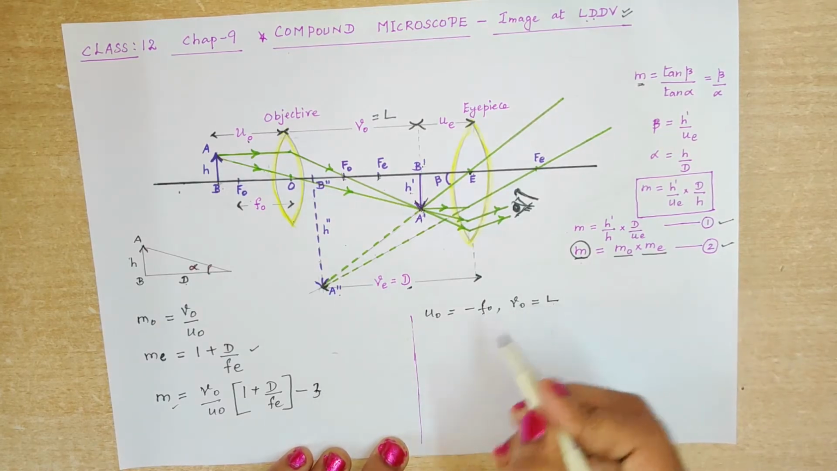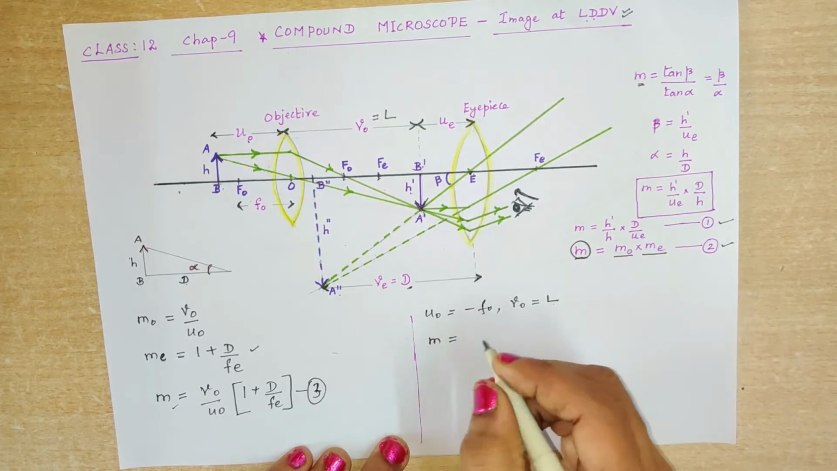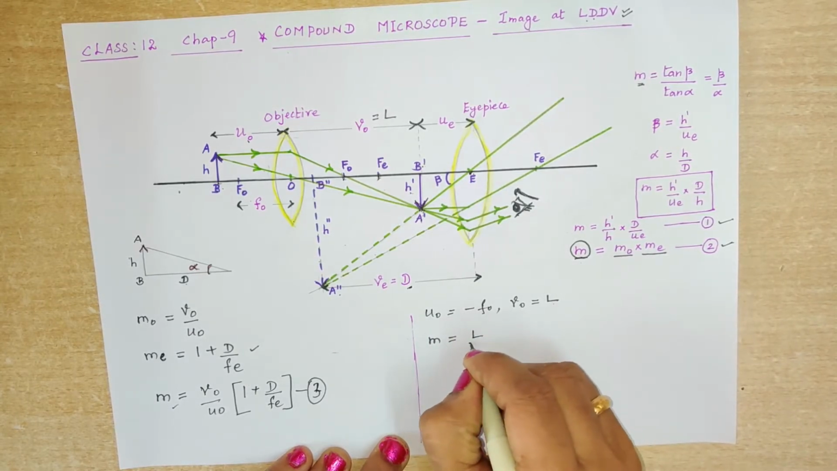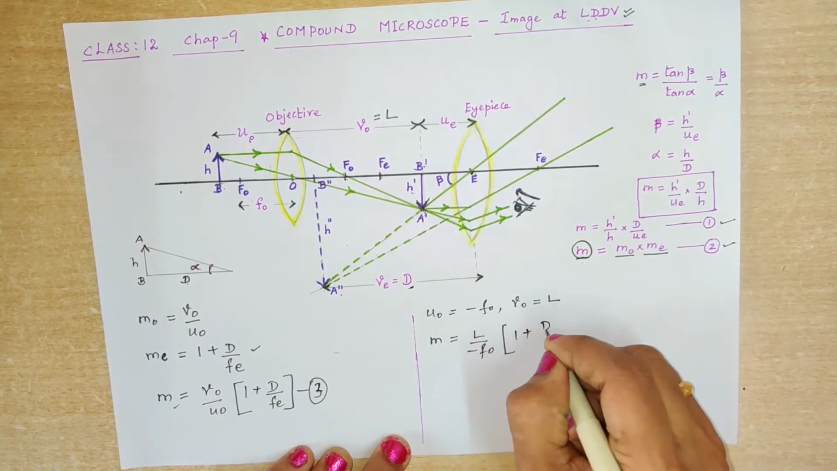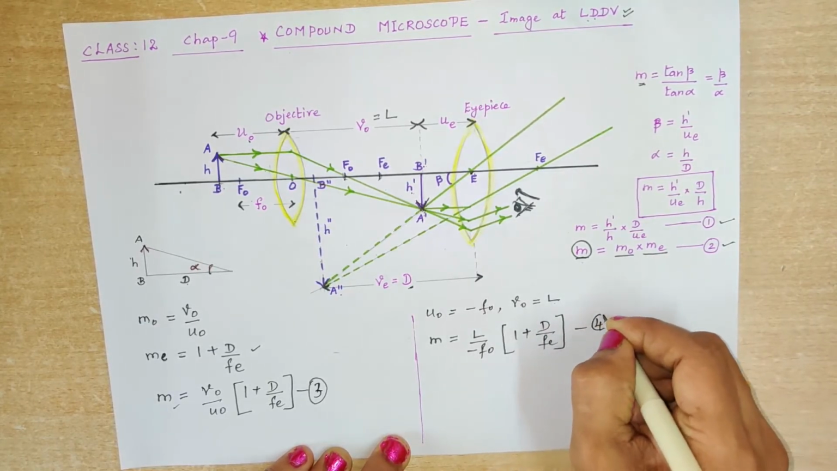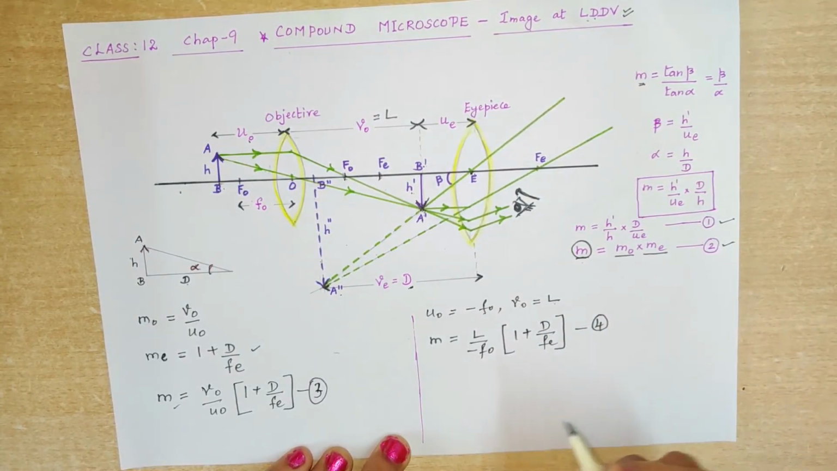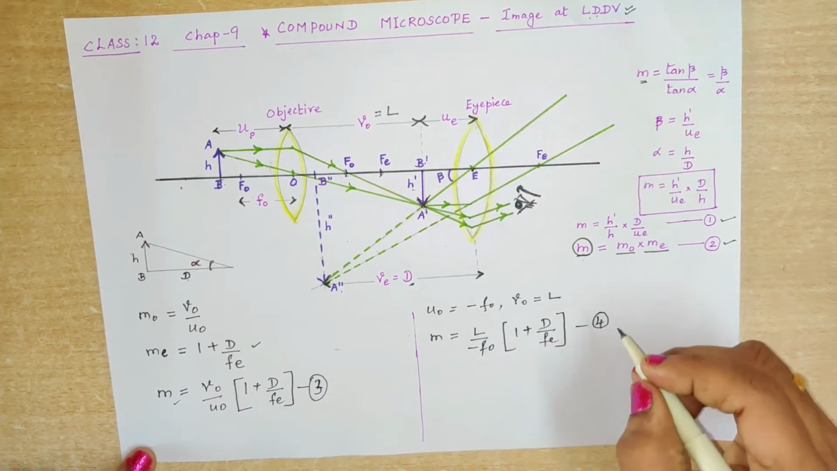Now when we substitute these two in equation number 3, we can rearrange this where M is equal to L upon minus FO multiplied by 1 plus D upon FE. Let this be equation number 4, where M is L upon FO into 1 plus D by FE. This is the magnification produced by a compound microscope when the image is formed at LDDV position.